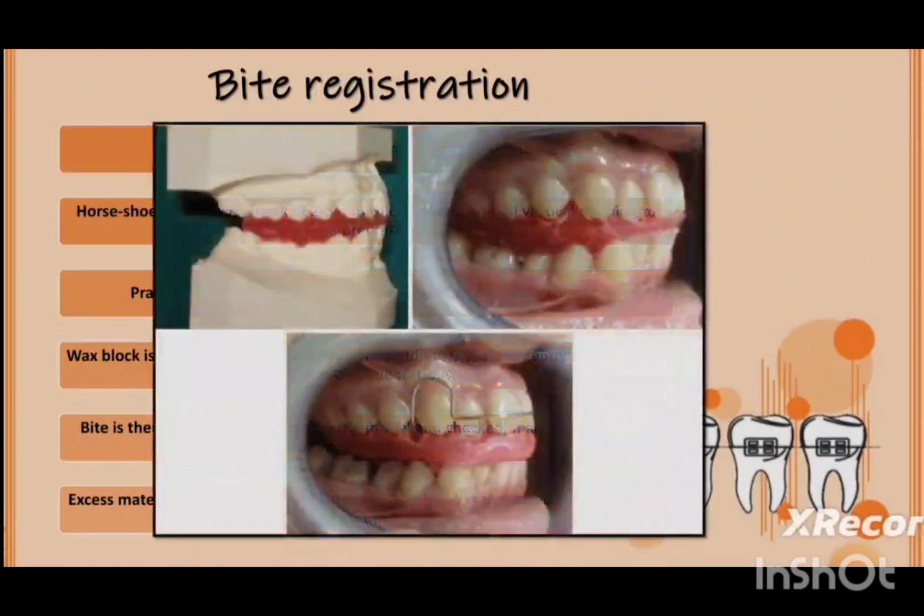Moving forward to this image, the first one is the wax block on the cast. In the second one, you can appreciate that particular wax bite in the patient's mouth. And in the third image, you can appreciate the incorporation of the labial bow as well.